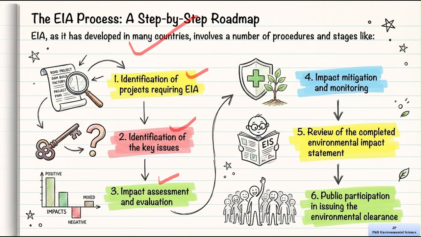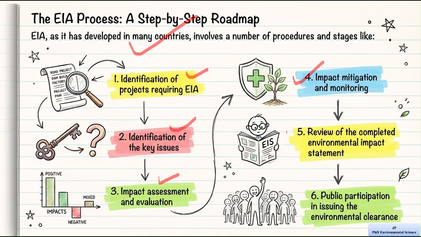Step 4: Impact mitigation and monitoring. We try to reduce or control the damage. For example, planting trees, pollution control systems, waste management. Monitoring means checking regularly if things are under control. We ask, how can we reduce harm and keep checking it?